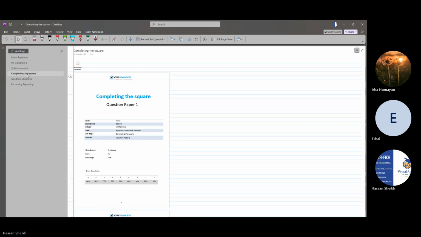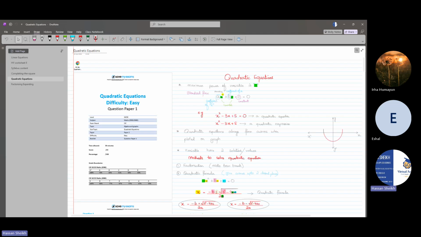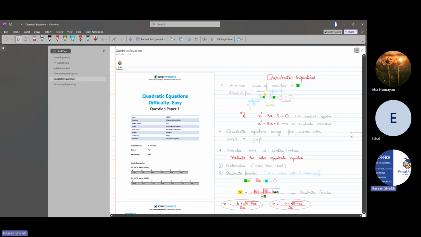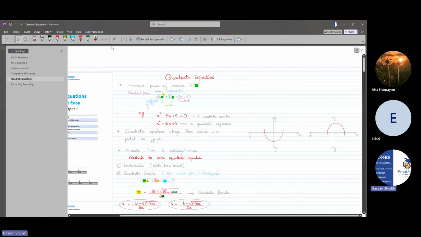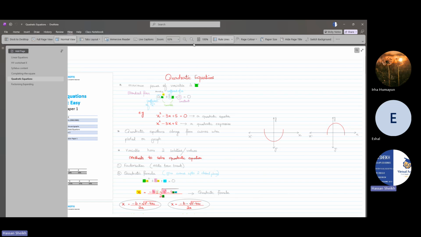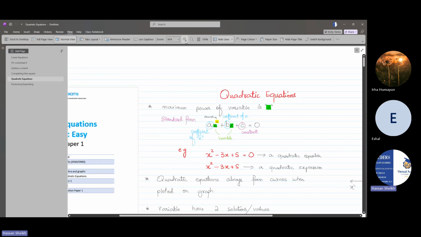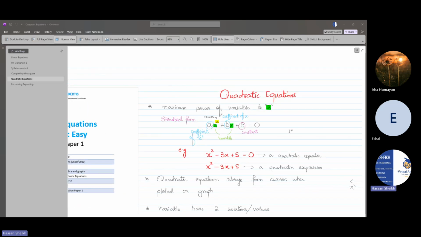So let's start with the quadratic equation. Let me first explain what quadratic equations are, and then we will proceed to the three methods that cover quadratic equations. Okay.